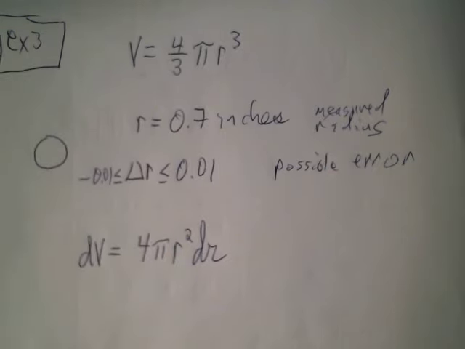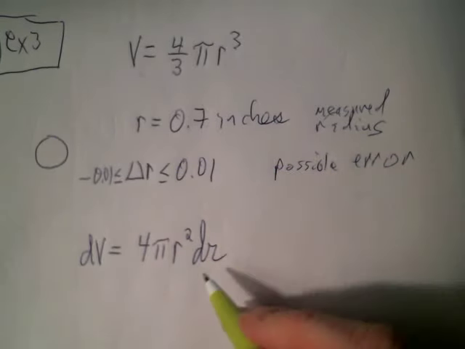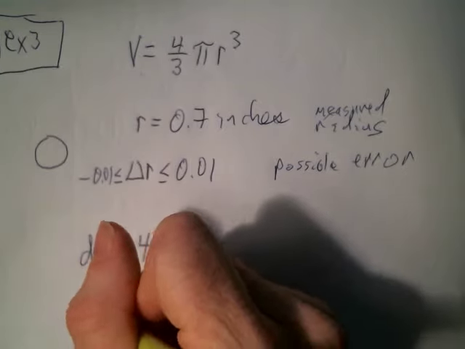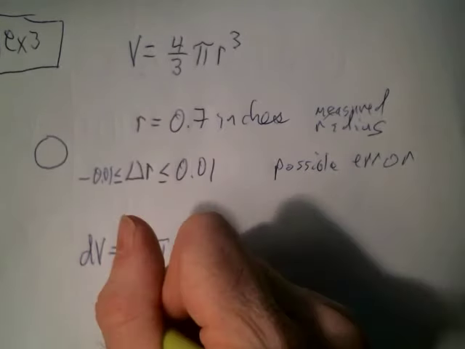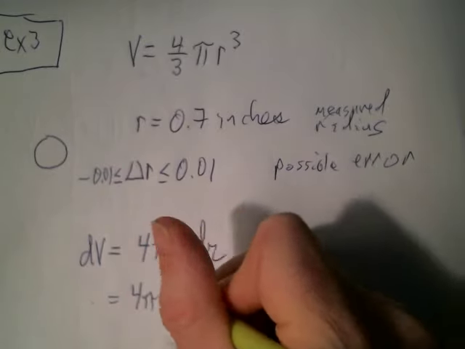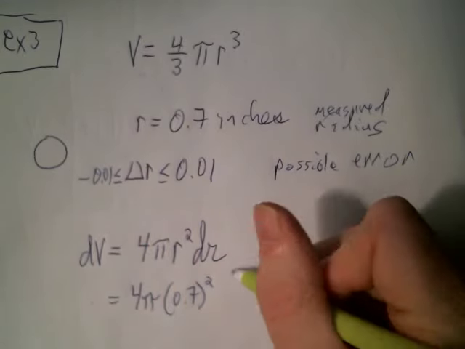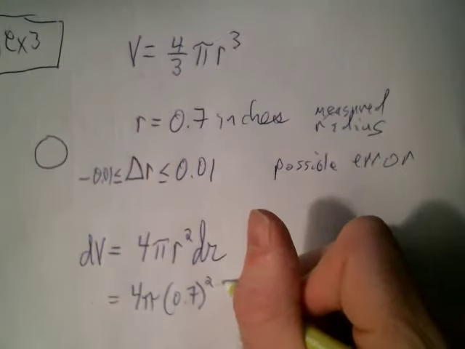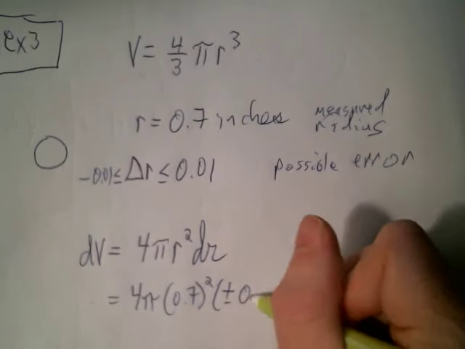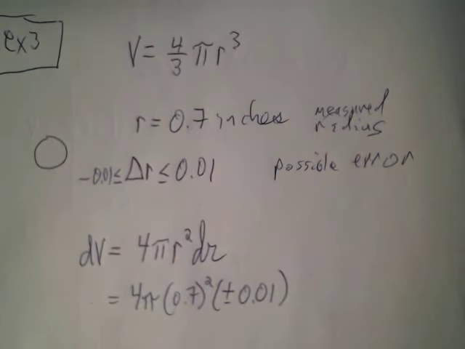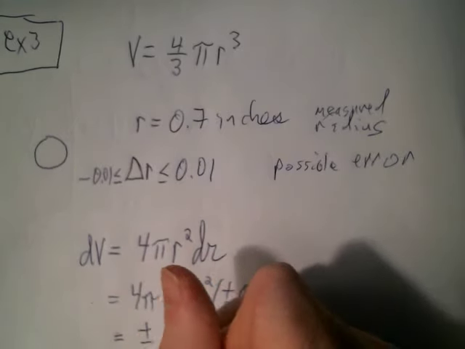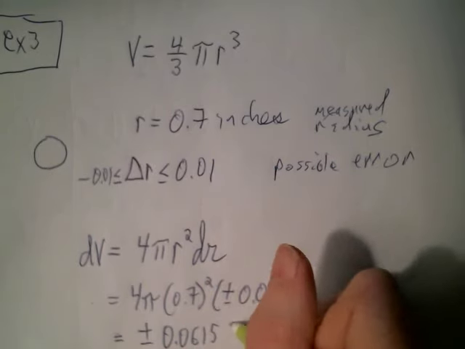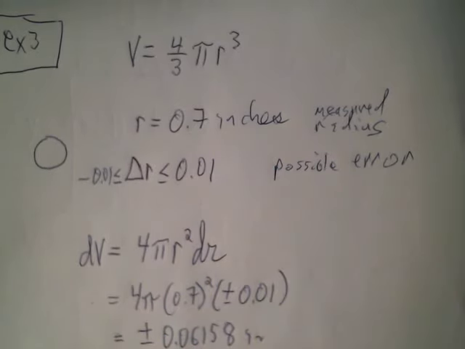Okay. And then it's just a matter of substituting in the values in order to get out an approximation. Okay, so substituting in values, we'll have 4 pi times 0.7 squared times dr, which is this delta r thing here. It should be plus or minus 0.01 rather. Okay. Using a calculator, this is plus or minus 0.06158 inches cubed.